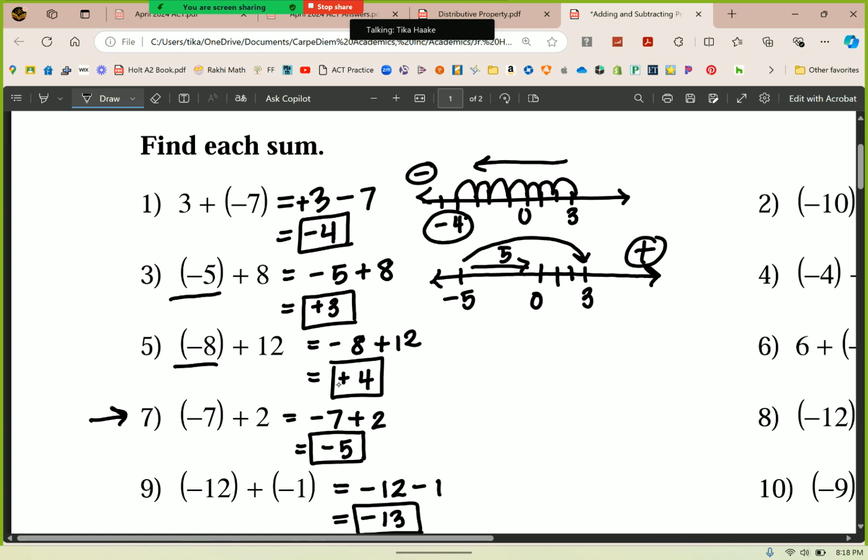Yes. Perfect. Okay, let's do one more here. 9. All right, so I have a -12, and now look, I have 2 signs, right? So what's a positive times a negative? Negative. Yes. Because remember, if they're different signs, they're going to give you a negative, right?